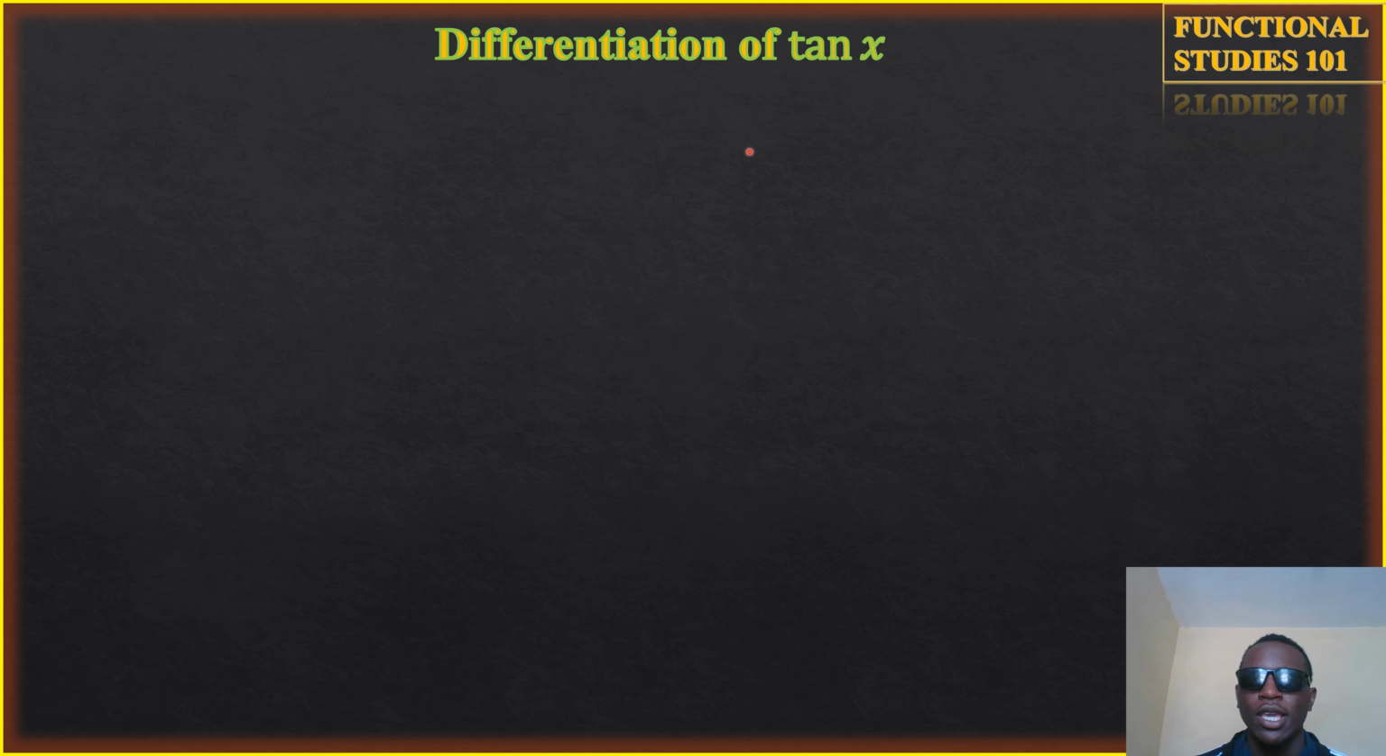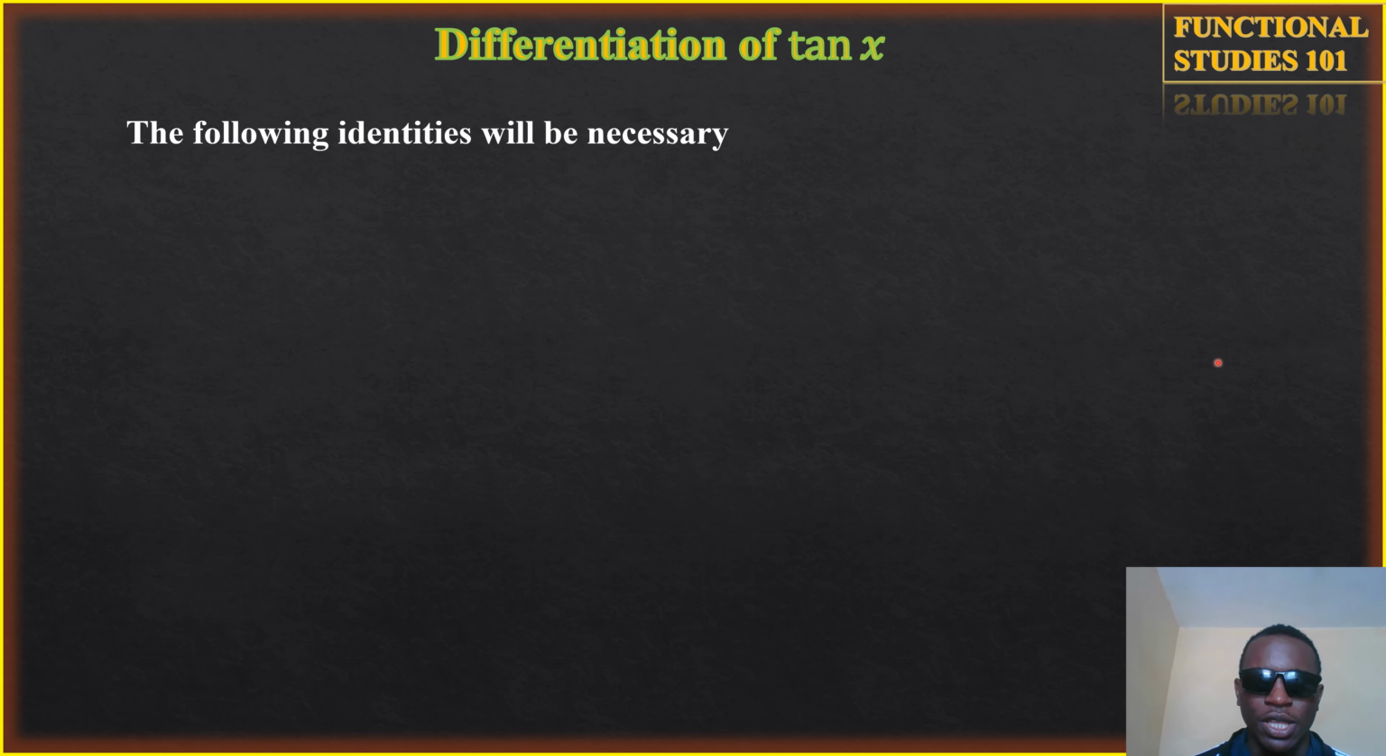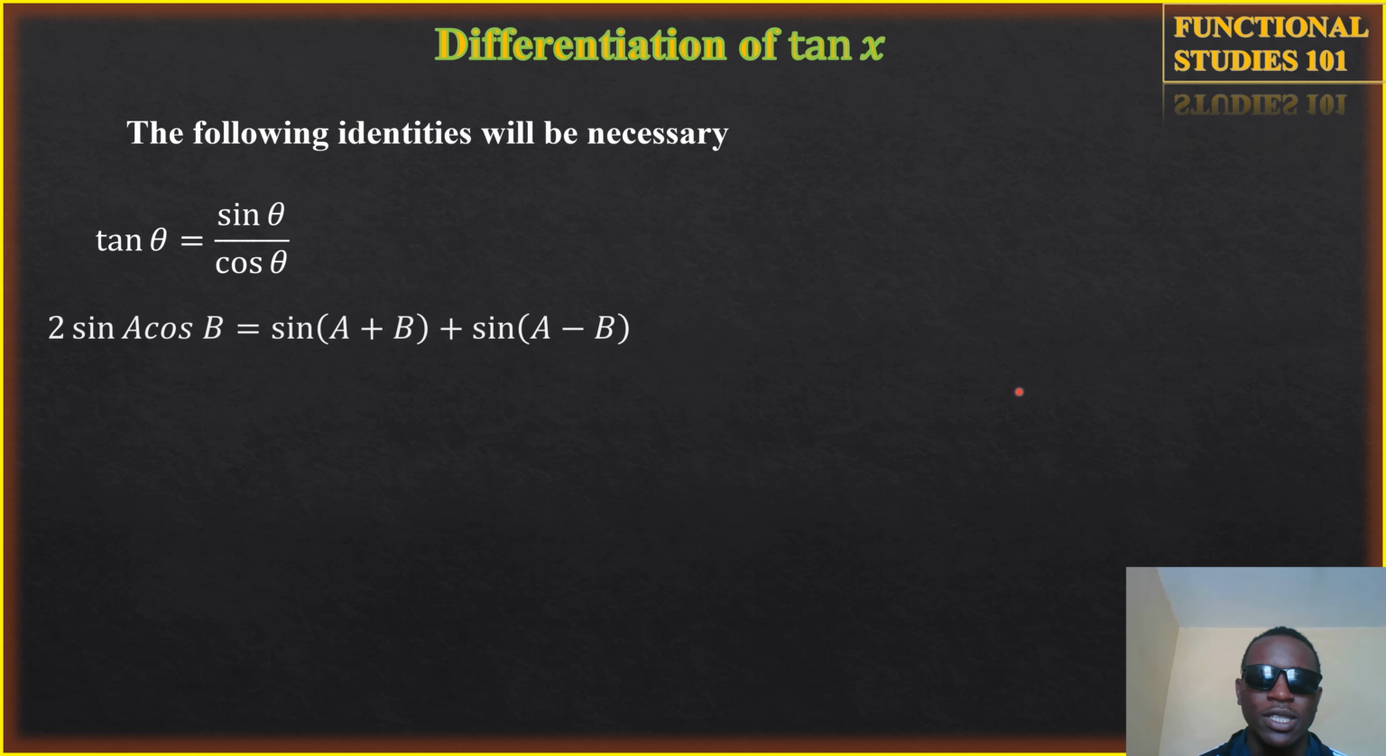In differentiating tan of x, there are identities that we will use. The first is the tangent of theta, which is the same as sine of theta over cosine of theta. That's the first identity. The second one is the product of a sine function and a cosine function, which is equal to what? 2 times sine A cos B is equal to sine A plus B plus sine A minus B.